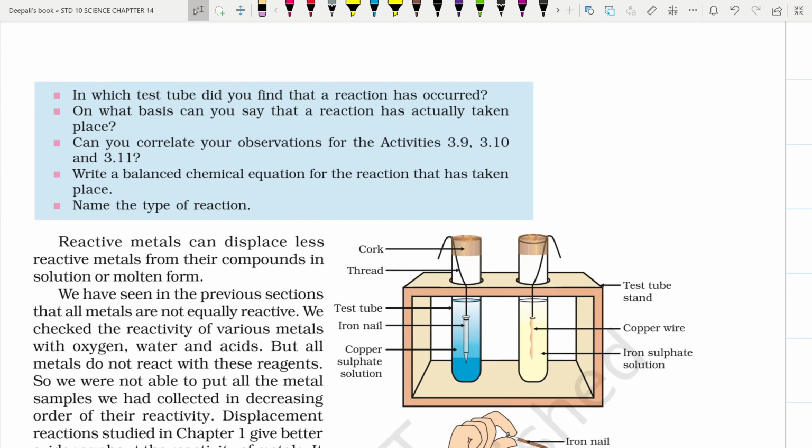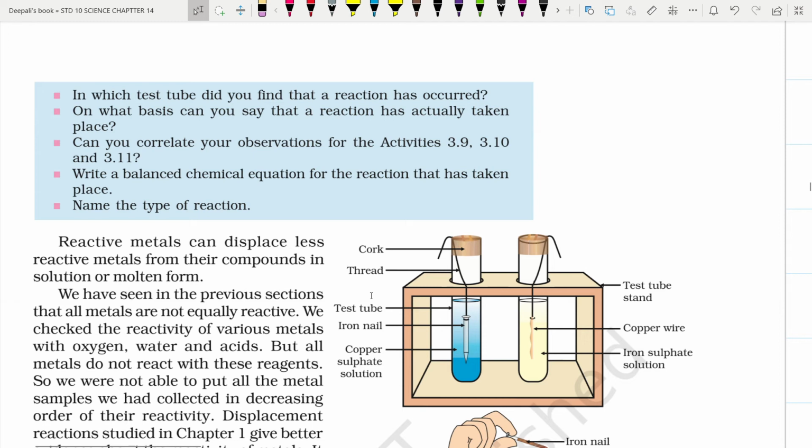On what basis can you say that a reaction has actually taken place? Can you correlate your observation for activity 3.9, 3.10 and 3.11? Write balanced equations for the reactions that have taken place and name the type of reaction. So let us answer this question. The following reaction occurs in the test tube containing the iron nail dipped in copper sulfate solution.